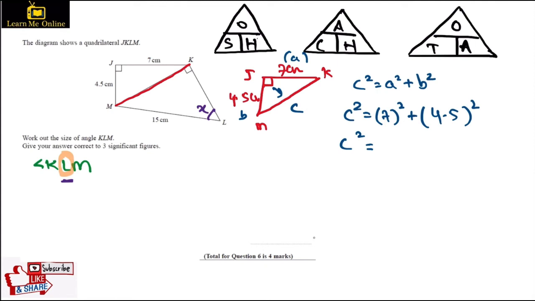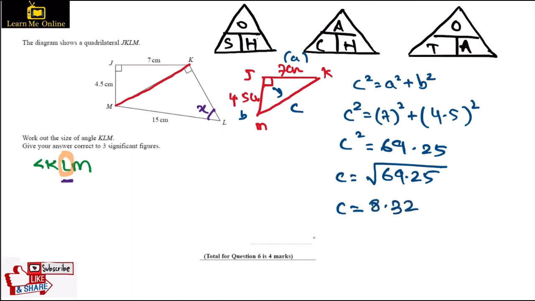So we get the length of c squared, that would be 69.25. Because we are finding out the value of c and there's a c squared here, we're going to do the square root of 69.25, and doing the square root of 69.25 would give us the answer, which would be 8.32. So I'm going to write down 8.32 here. And the unit would be centimeters. So the length from K to M would be 8.32.